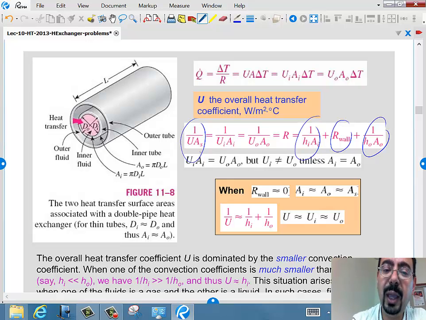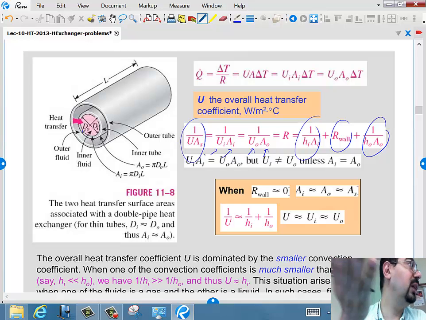This 1 over UA, you should wonder what area, because if we base it on the outside area, or area out, you will get one number. If you base on the inside area, you'll get another number. And that's correct. So when someone tells you the overall heat transfer coefficient, you should ask based on what area? The outer area or the inner area? All right?